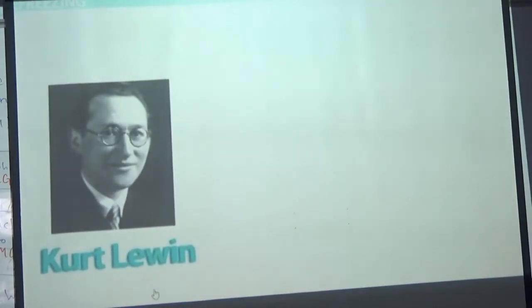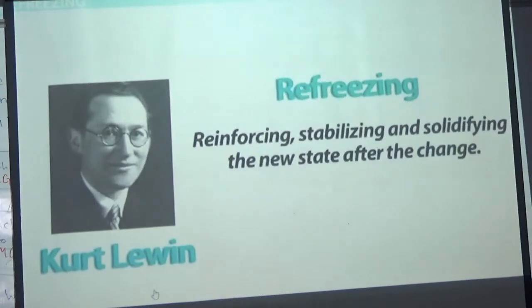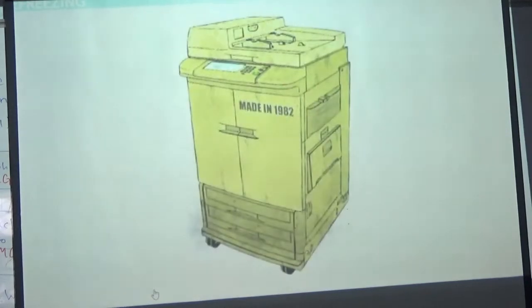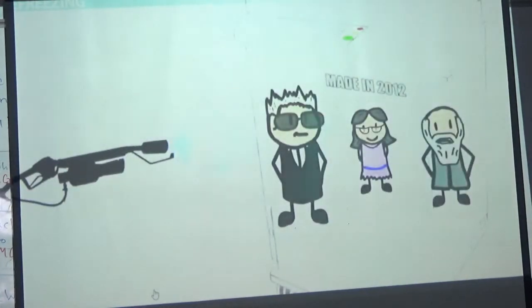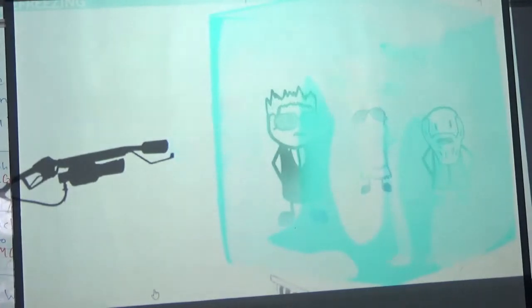Lewin called the final stage of his change model freezing, but many refer to it as refreezing to symbolize the act of reinforcing, stabilizing, and solidifying the new state after the change. The changes made to the organizational processes, goals, structure, offering, or people are accepted and refrozen as the new norm or status quo. Lewin found the refreezing step to be especially important to ensure that people do not revert back to their old ways of thinking or doing prior to the implementation of the change.